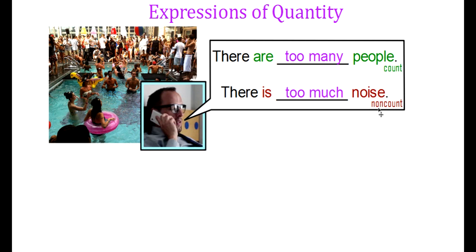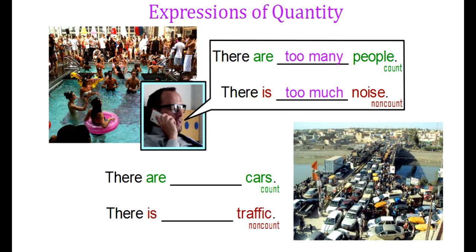Let's look at another example. Look at all the cars here. There is an excessive quantity of cars. Now cars are count. So here it's plural, and I'm going to say there are, plural noun, too many. There are too many cars.